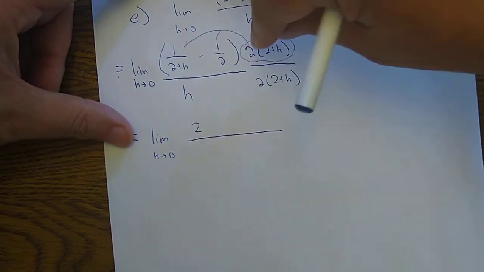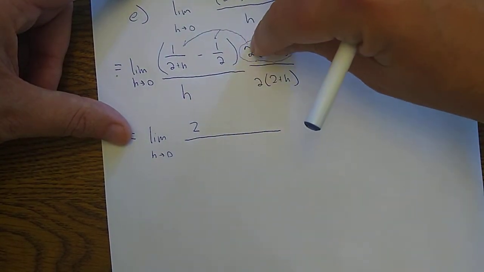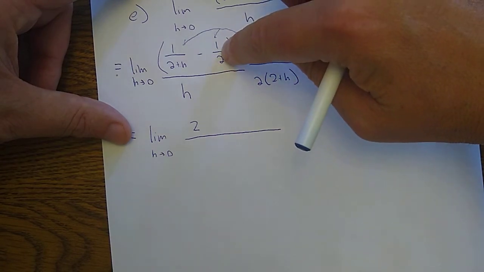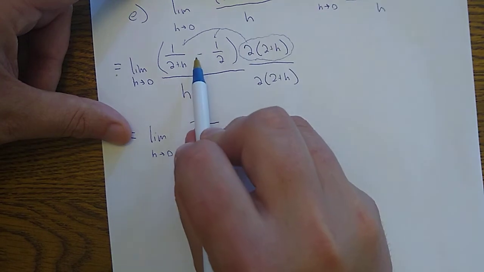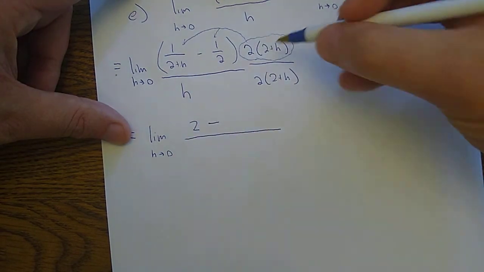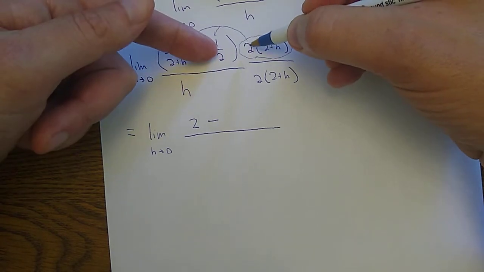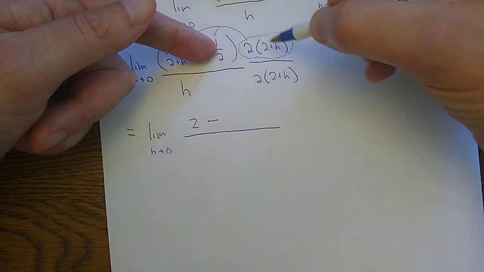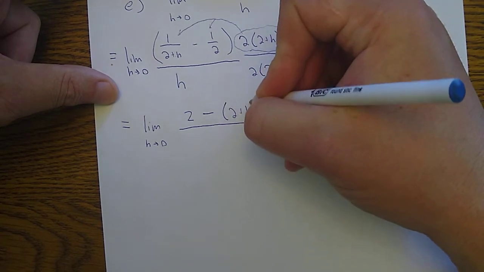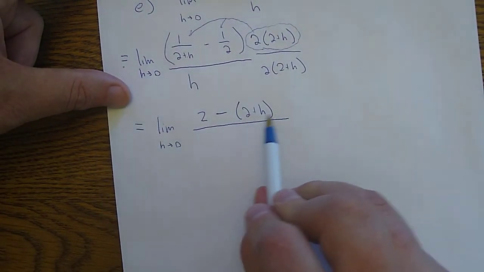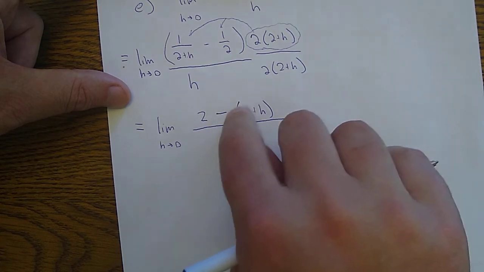So this 2 represents this times this. I still have to do this times this. So let me write a minus, and this is from this minus, and now I'm doing this times this. When I'm doing that, the 2 cancels, but the 2 plus h is left over. And I'm going to be careful and use parentheses here, because otherwise I might forget that this minus sign gets distributed.